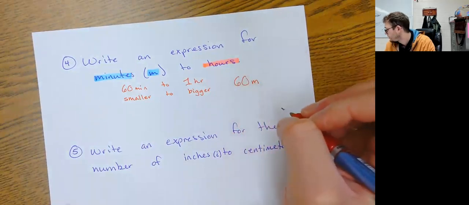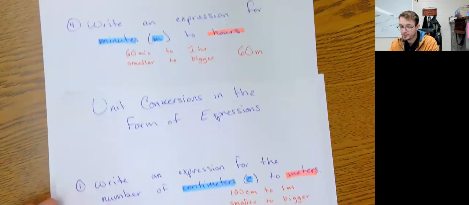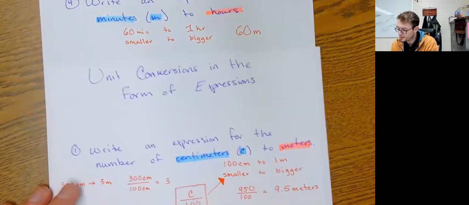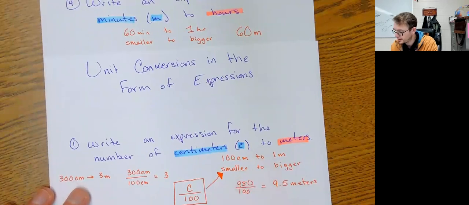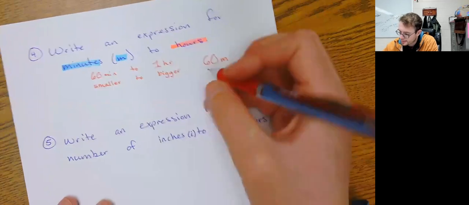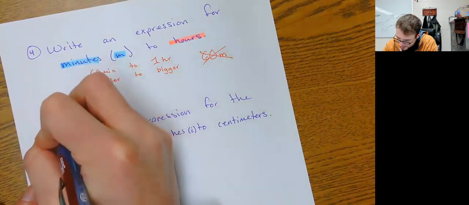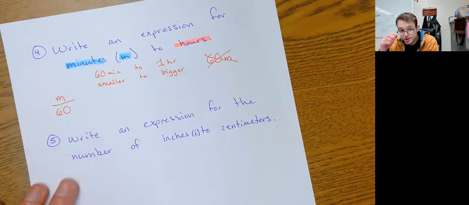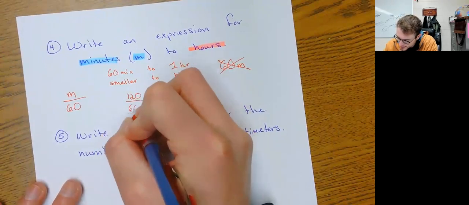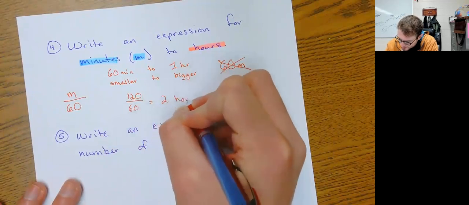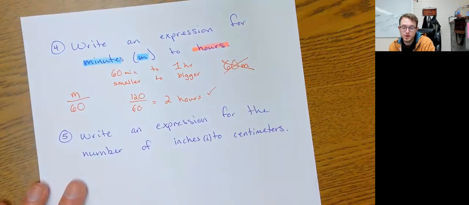Oh, wait, hold the phone. I'm messing up. Yes, I am. That's why you gotta remember your notes. Smaller to bigger is not multiplication. It is division. Smaller to bigger is division. Cross that guy out. It is M over 60. And this should check out because if I have 120 minutes over 60 minutes, that equals 2 hours. That checks off. I know, we should all know that 120 minutes is 2 hours.